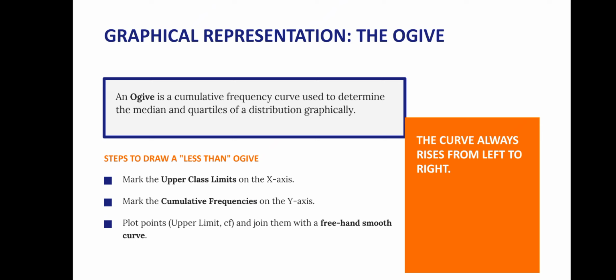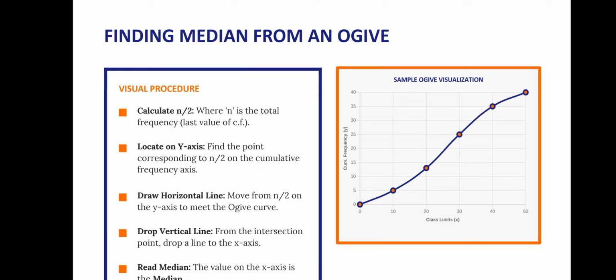Remember that we need a freehand smooth curve. No scale is required while drawing the ogive. The curve also always rises from left to right. So that's an example here. We can see the graph. We can see the ogive.